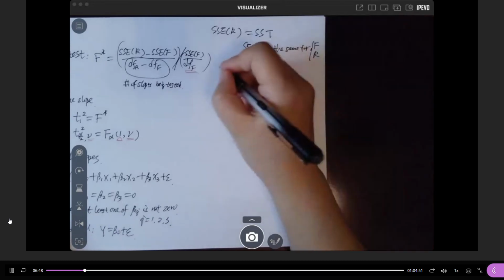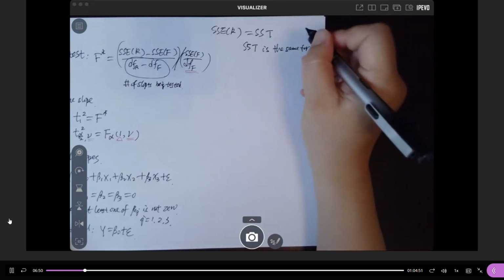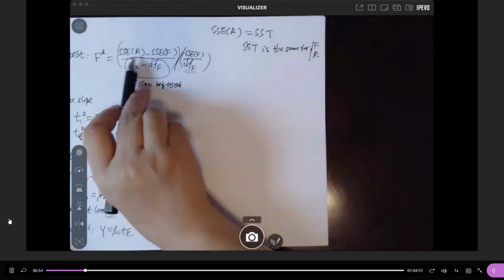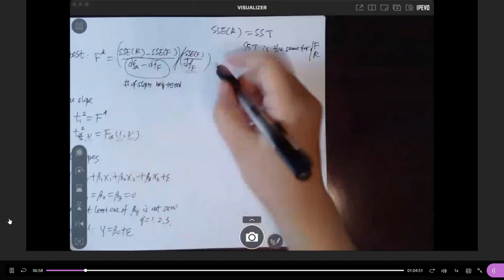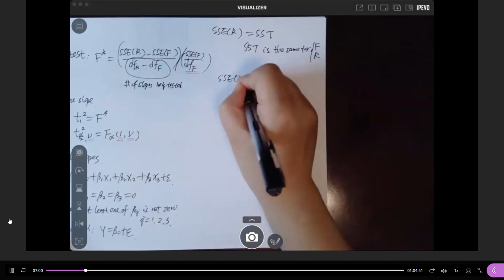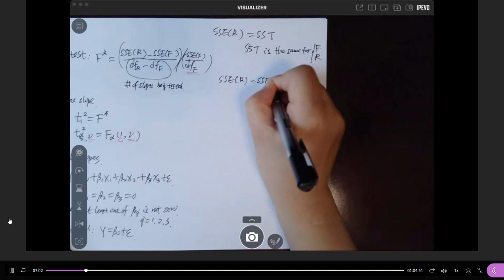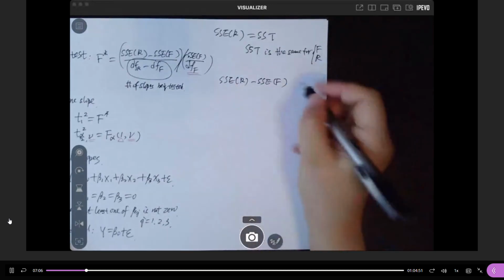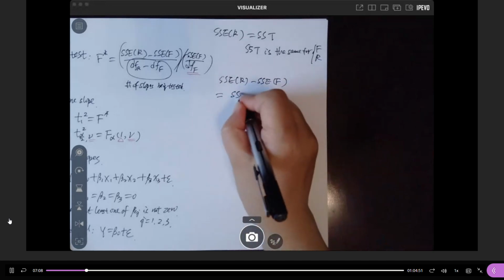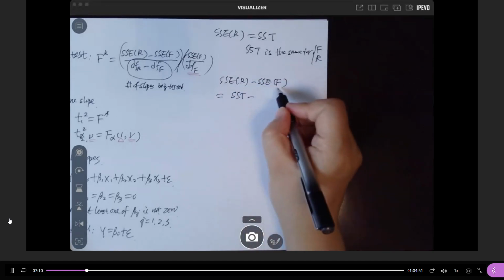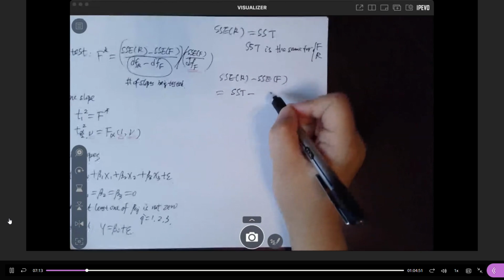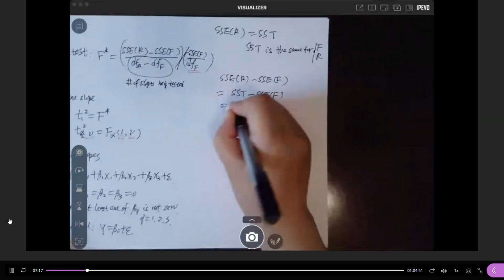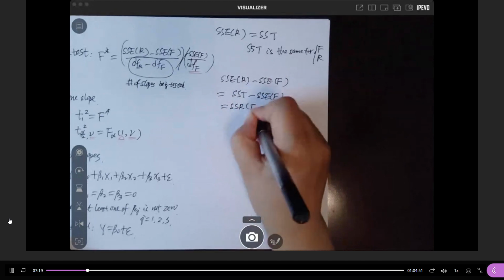All right. So in this case, what is the first term? SSER minus SSEF. The reduced model SSE minus the full model SSE actually equals, when you plug in, SST minus SSE for the full model, which is the same SSE we talked about before, right? It actually just equals SSR for the full model.